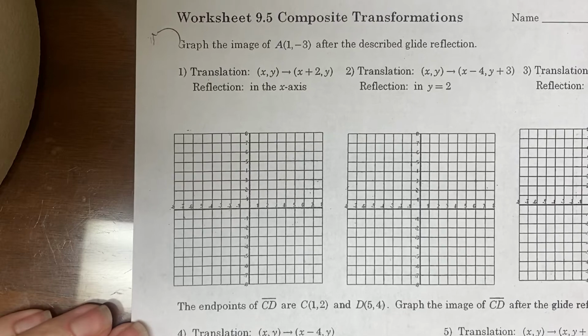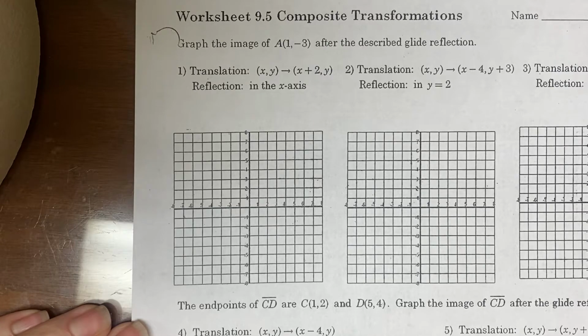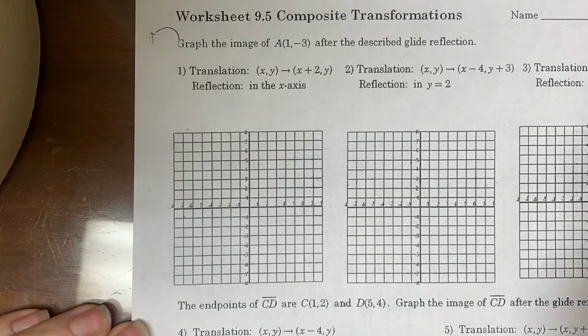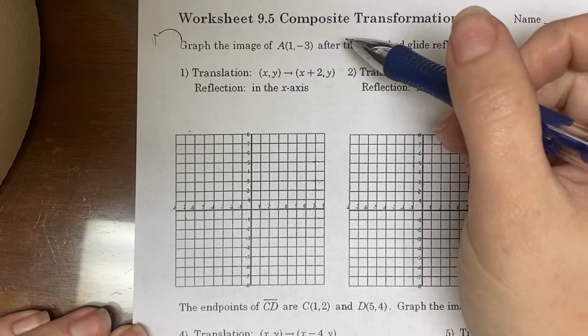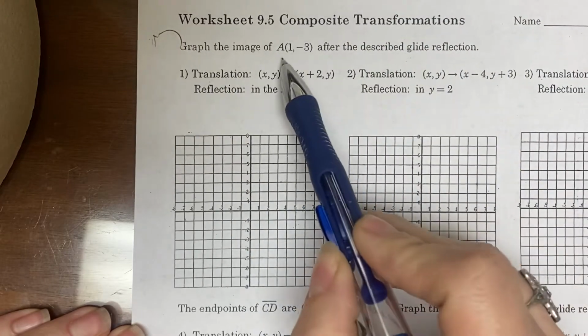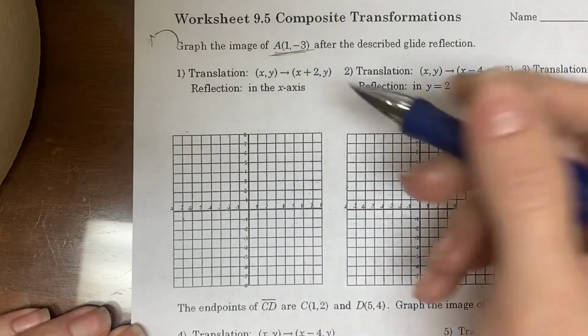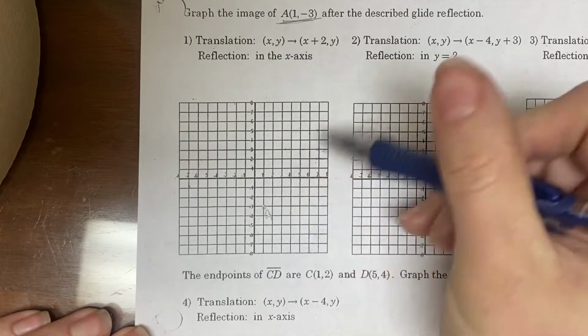Okay, on this worksheet, we are still only doing a reflection, a translation, or a rotation, but this one is a little different. With the composite transformations, we're going to be doing more than one transformation on a graph. For problems 1, 2, and 3, you're going to use this as your original point. So go to 1, -3, and this will be point A.